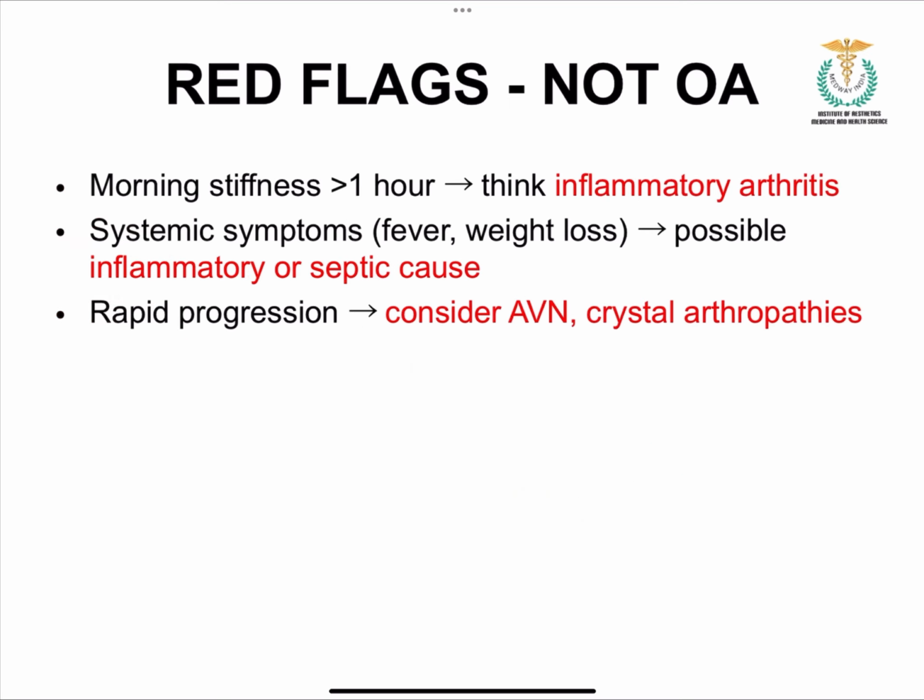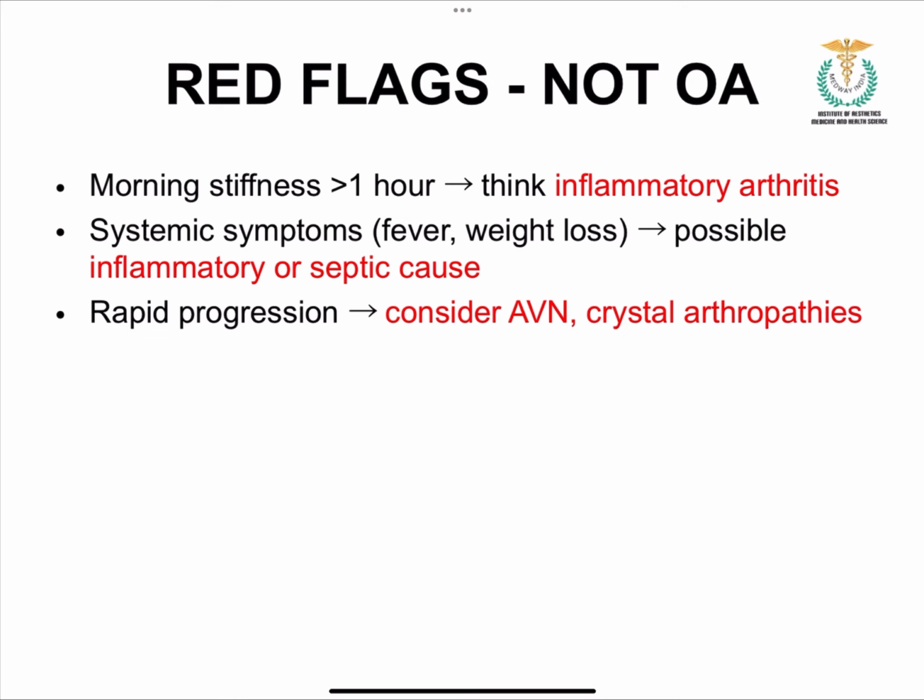Next are the red flags, signs that point to something other than osteoarthritis. While taking the history and making the diagnosis, the first is morning stiffness. If the morning stiffness is greater than 1 hour, think of inflammatory arthritis. It can be rheumatoid arthritis or ankylosing spondylitis, any kind of inflammatory arthritis. So if the morning stiffness is more than 1 hour, it is not OA.